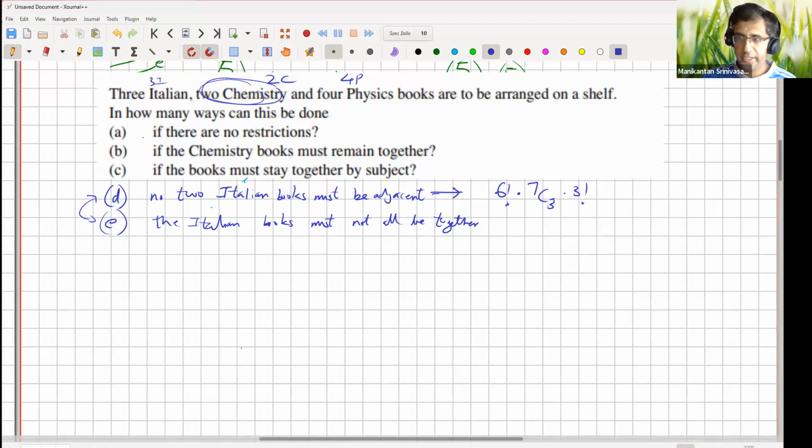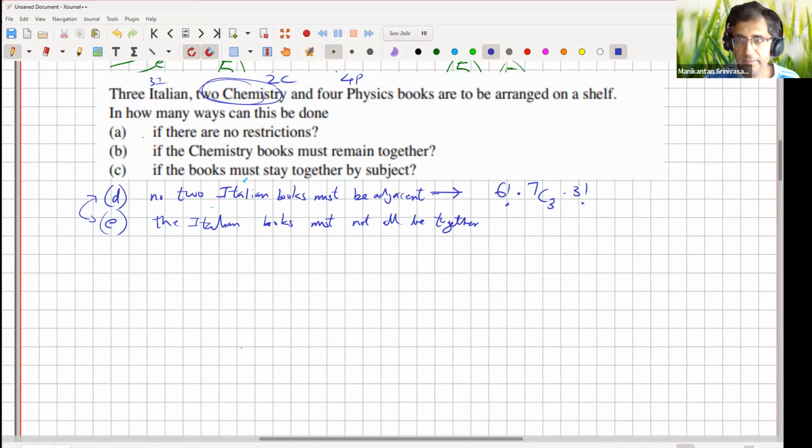Yeah, that's one way to do it, Keshav, and you'll add it to this. And obviously there's a shorter way, but we'll validate that. What Keshav is telling is we already did part D, right? To that, we'll add the case where 2 Italian books are together, but 1 alone is separate. Between that and this, if you add, you should get the answer for part E. That's what Keshav's approach is.